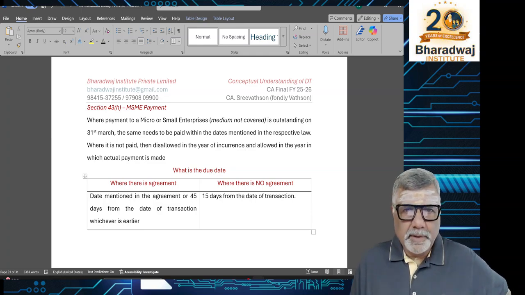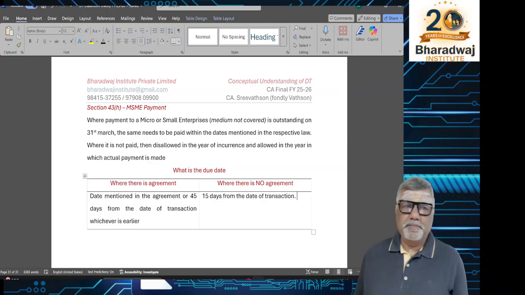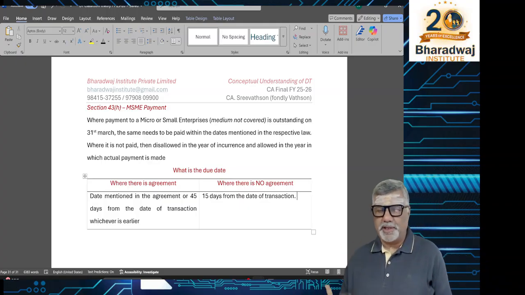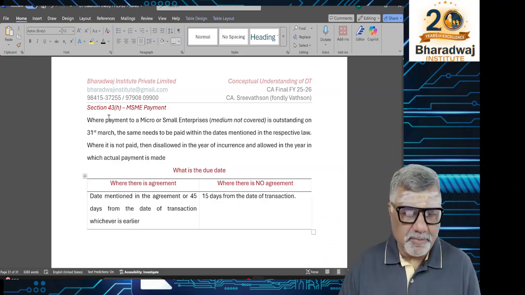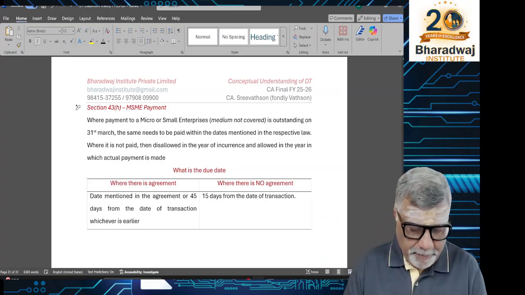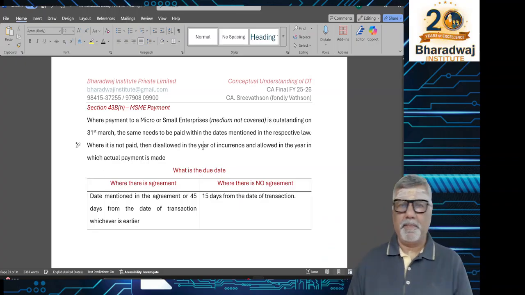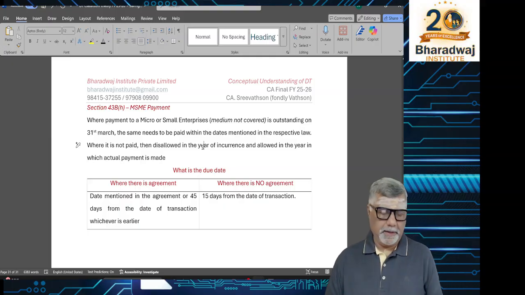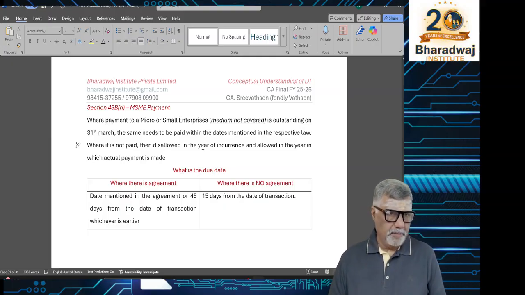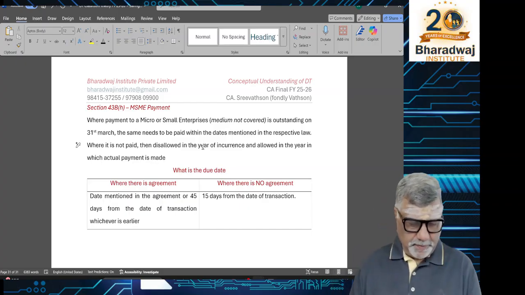Am I clear? Please read both 43B or full 43B1. I'm very sorry, it is 43BH. Read statutory payments and MSME ones.